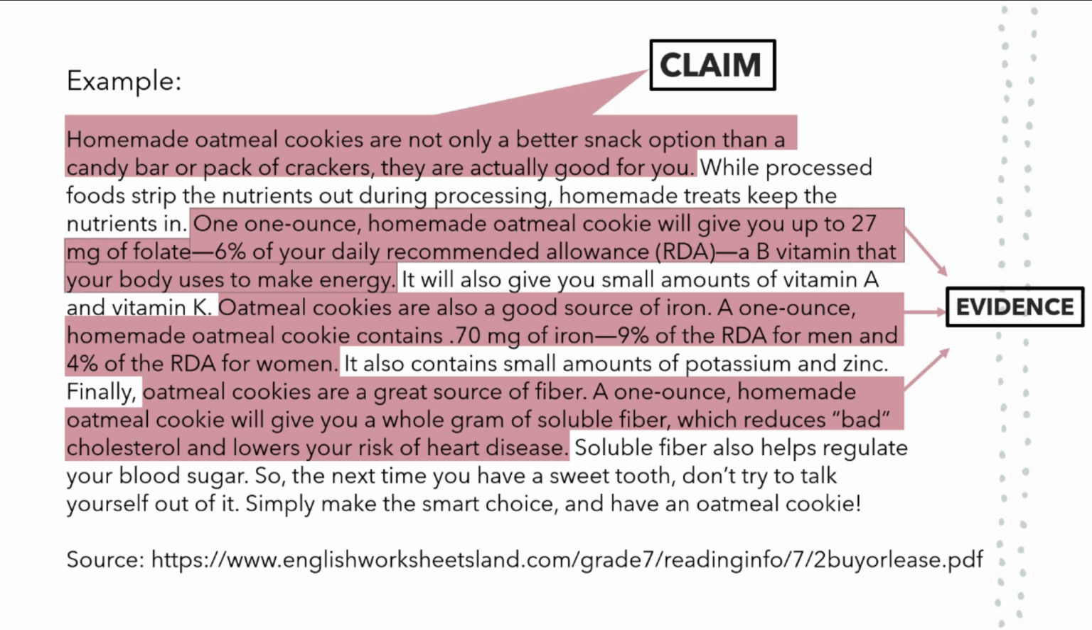The third of the evidence is oatmeal cookies are a great source of fiber. A 1-ounce homemade oatmeal cookie will give you a whole gram of soluble fiber, which reduces bad cholesterol and lowers your risk of heart disease. These are the specific facts used as evidence that support the claim or opinion.